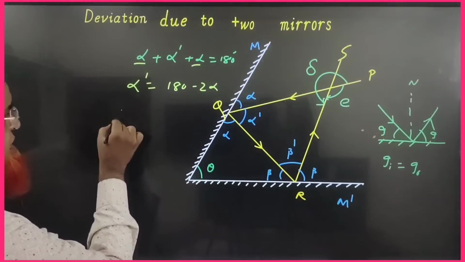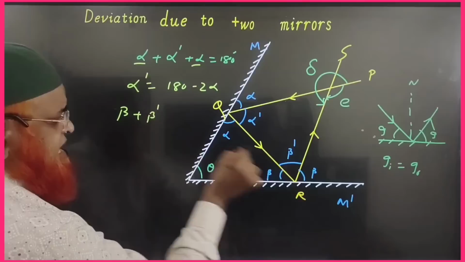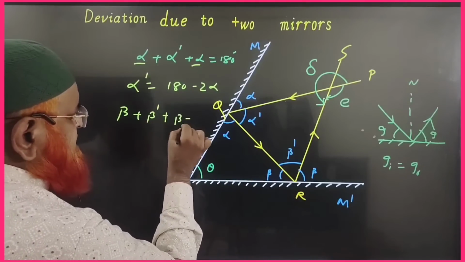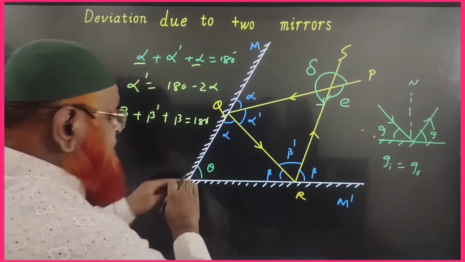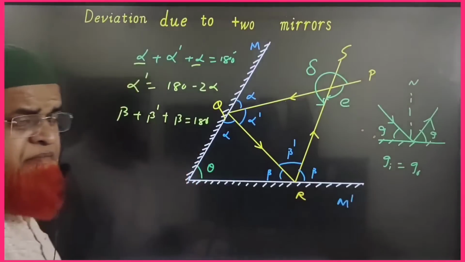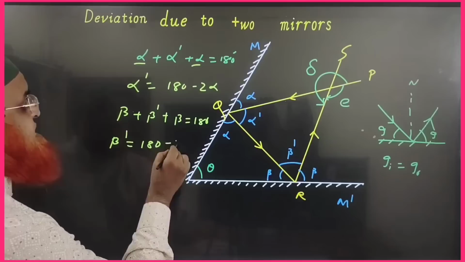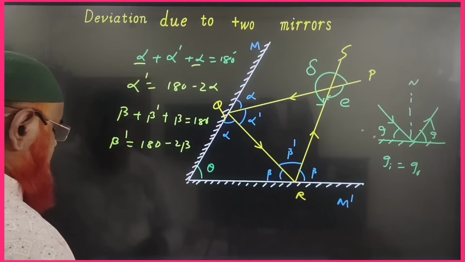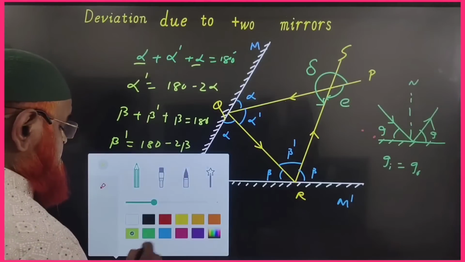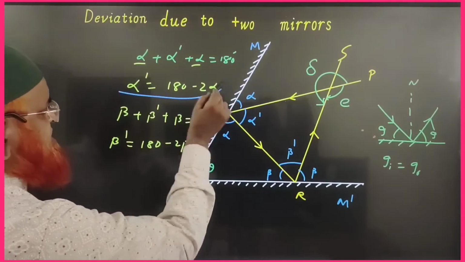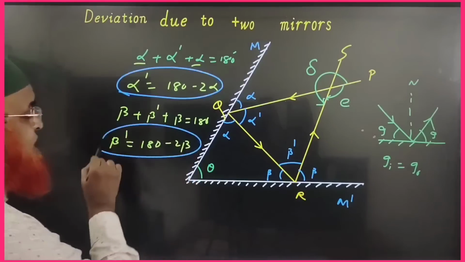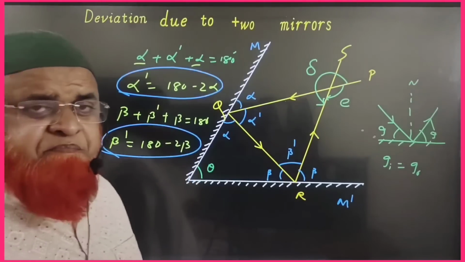Similarly we can write beta plus beta dash plus beta is equal to 180 degrees because this is going to be a straight line here. Then we can write beta dash is equal to 180 minus 2 beta. You just remember these two things here. You have to take these two things into consideration.